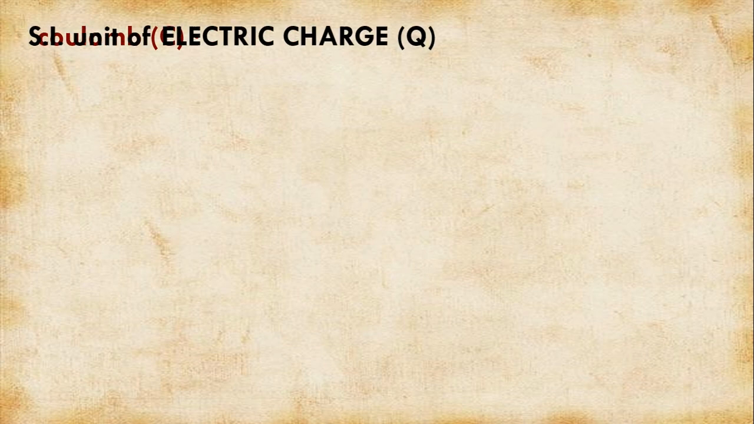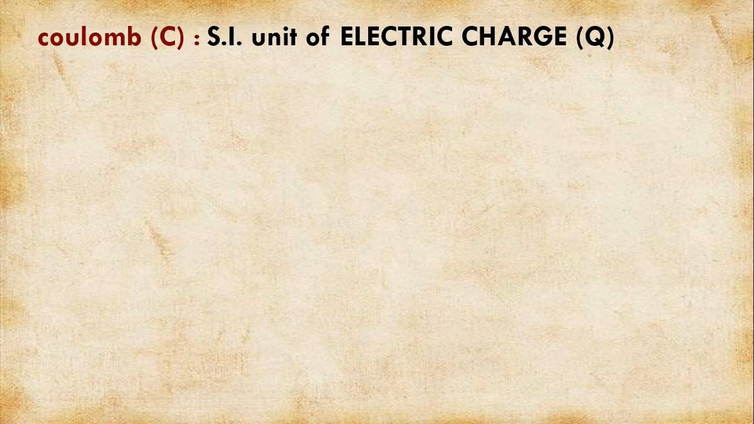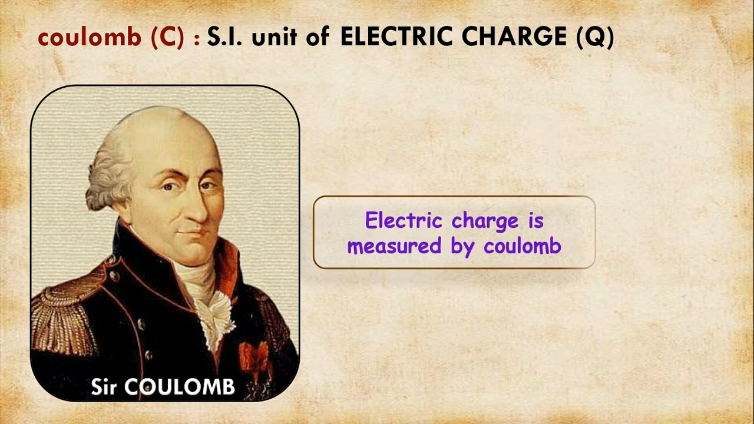Now coulomb is the unit of the quantity of charge. What is coulomb? It is denoted by C and it is the SI unit of electrical charge. Electric charge is measured in coulombs. Sir Coulomb is the scientist who discovered this charge, and that's the reason we kept coulomb as the unit of charge.